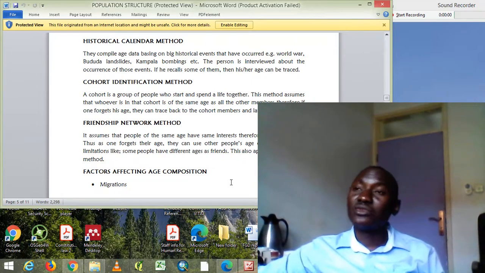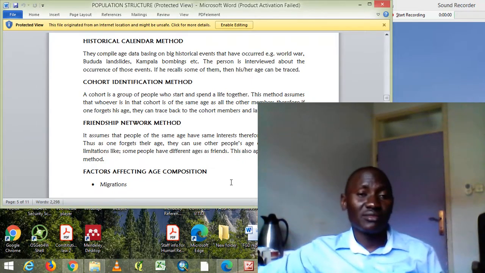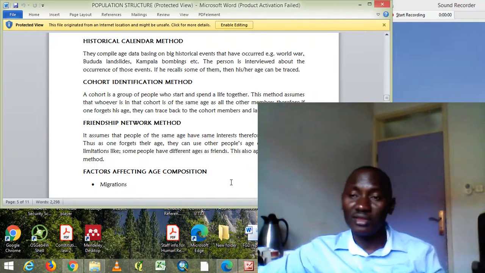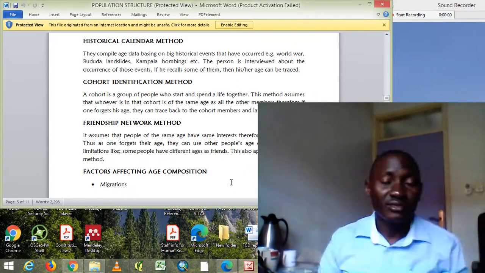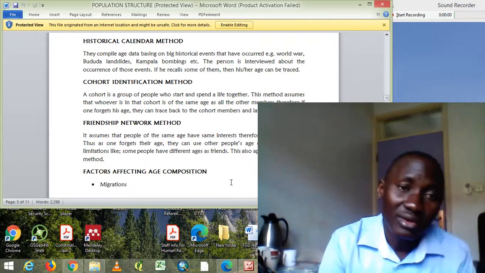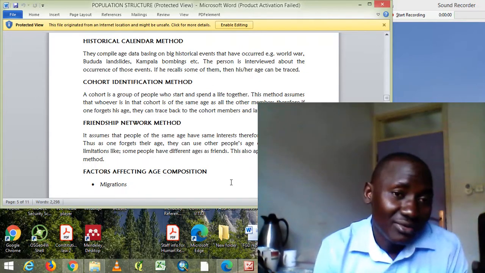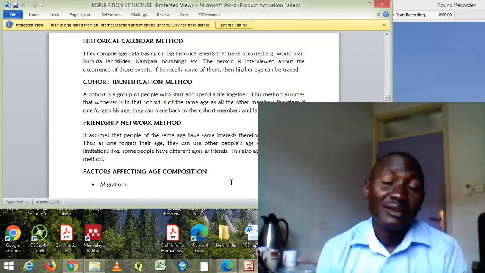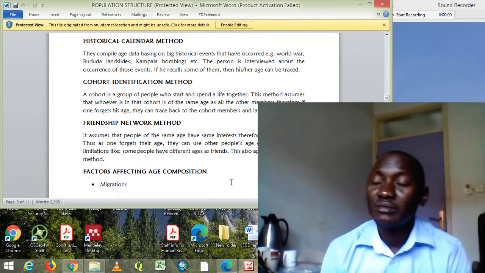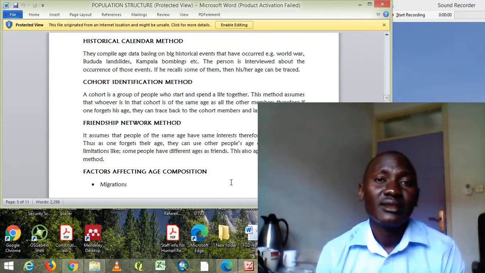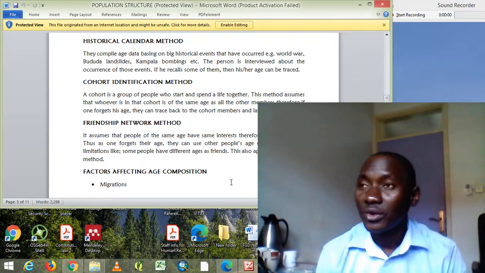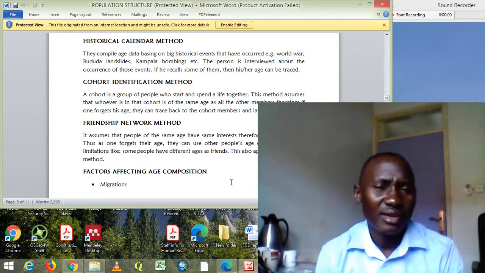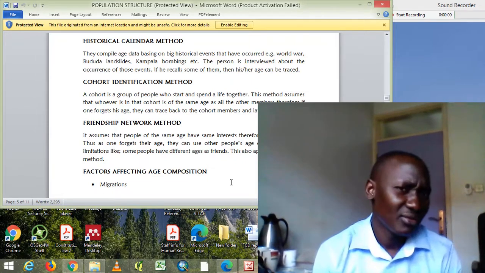I know here it's also quite complicated, because some of you have a tendency of making friends with children. You'll find someone like Kizimula Godfrey here having a friend who is in P5, and that is the one they spend time with during holidays. So in such a scenario, it becomes very difficult to trace age based on friendship network. But in most cases, the friendship method assumes that people of the same age tend to make friends with people who are of the same age. If you are 32, you'll find that your friends are also around the same age bracket. It's not easy for you to find you are 32 and you have friends who are 50.